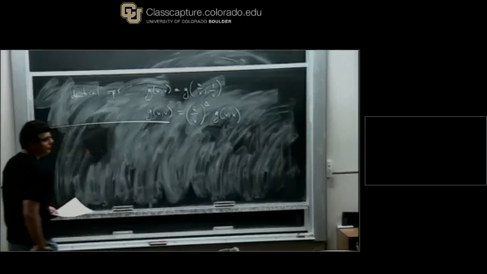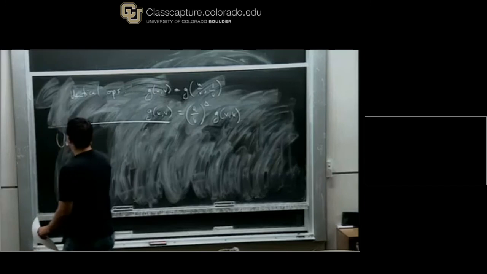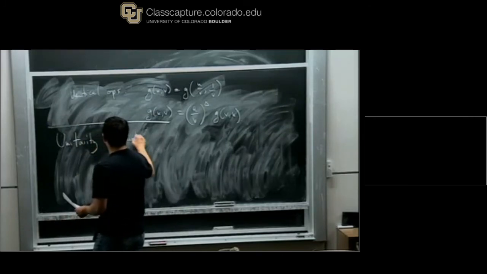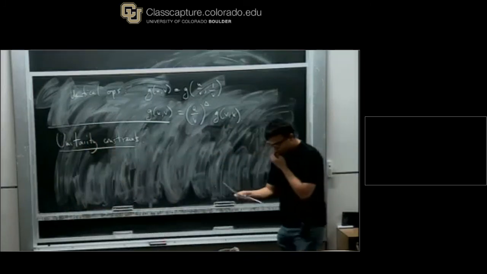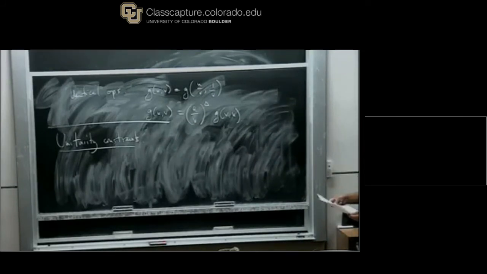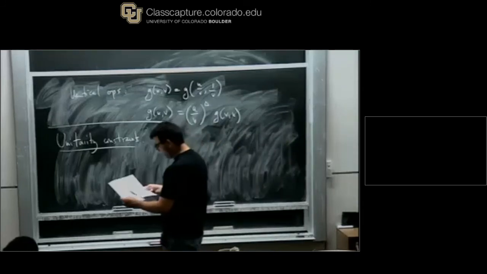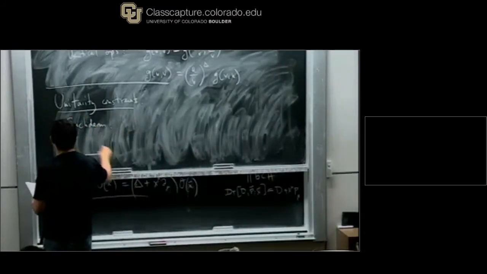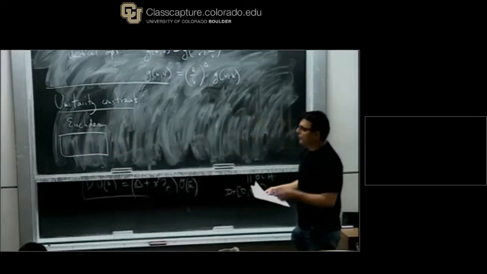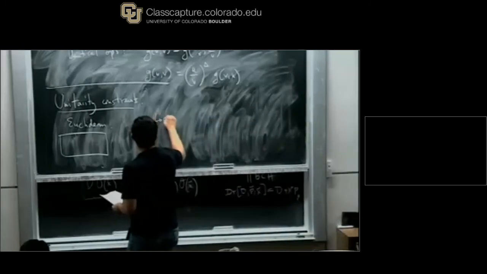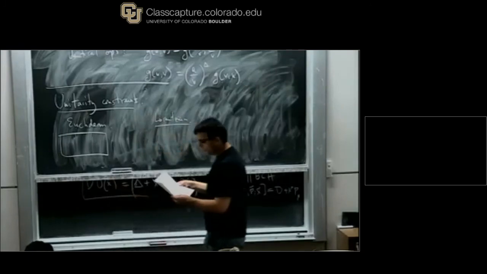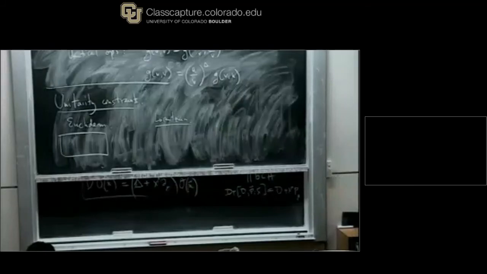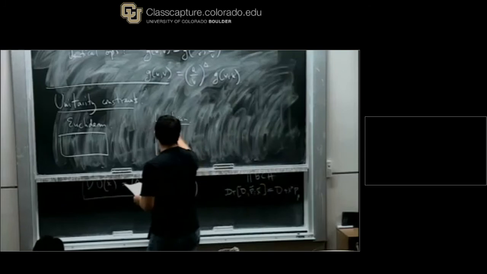So, another thing, we're working towards the bootstrap. Unitarity constraints. So far I've been talking about Euclidean theories. So if you have here Euclidean, you can continue this theory to Lorentzian signature. But in order to do so, we have to specify which direction is time. So suppose that time goes in this direction. So the time slices are like this.